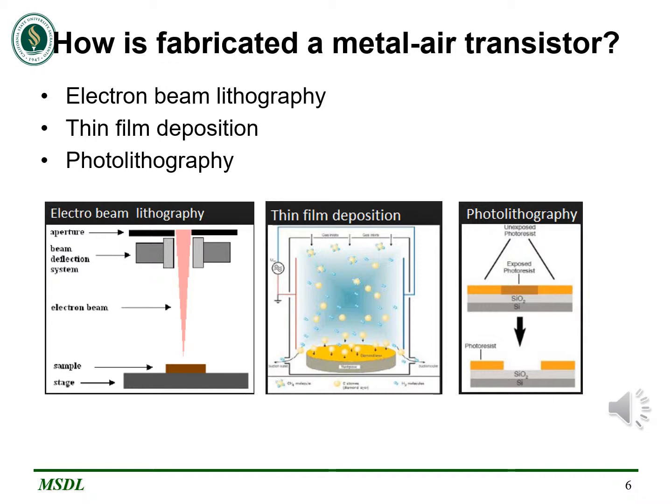How is a metal air transistor fabricated? Devices were fabricated with a combination of electron beam lithography, thin film deposition, and photolithography. Substrates with thermally grown silicon dioxide on highly conductive silicon were cleaned by the standard Piranha method. For people who don't know what the Piranha method is, it uses a solution that is a mixture of concentrated sulfuric acid with hydrogen peroxide, and it is used to remove trace amounts of organic residues such as photoresist from substrates.